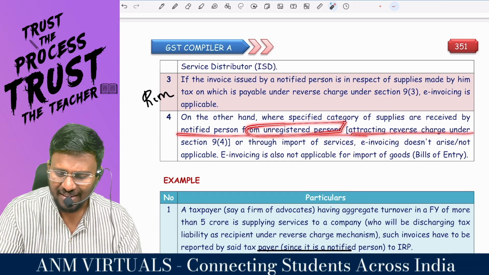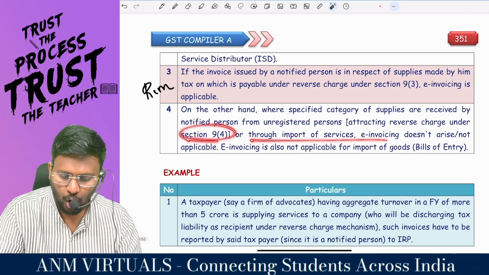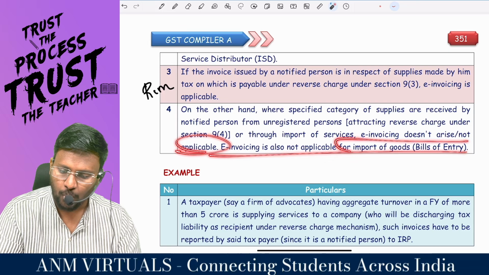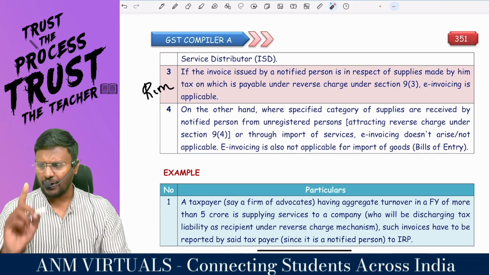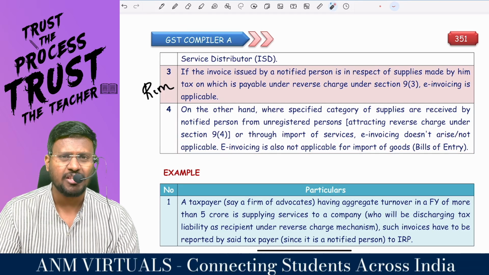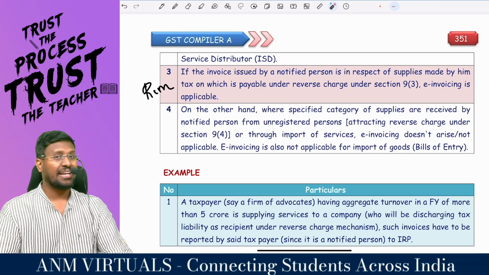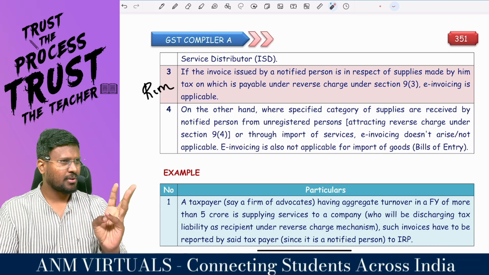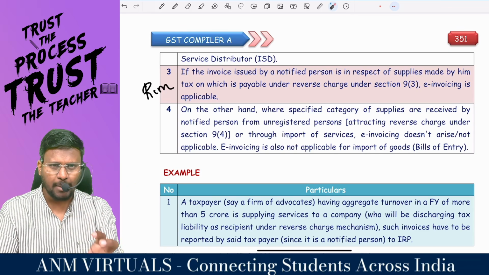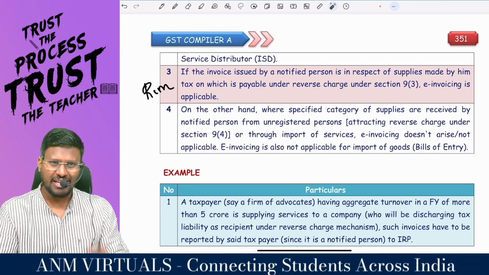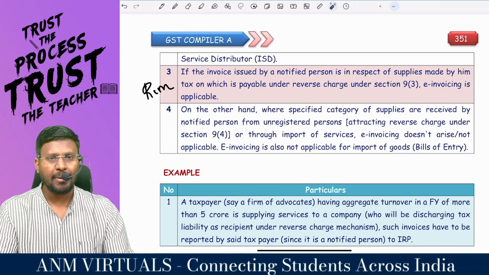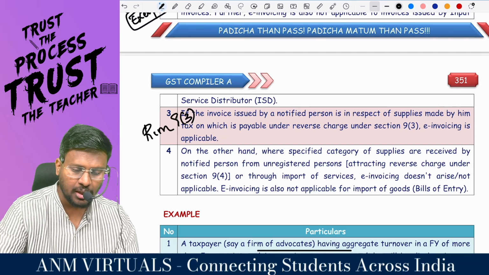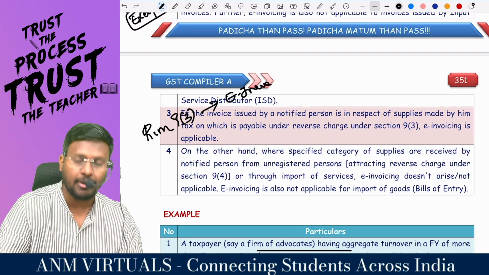On the other hand, where the specified category of supplies are received by the notified person from what person, attracting what charge? Under 9(4) or through import of services, e-invoice does not arise, not applicable. E-invoice is also not applicable for what of goods. But sir, if an unregistered person is supplying to a registered person where the provisions of 9(4) apply, you are a registered person, that is a builder. You have to purchase at least 80% from the what person? Registered person. If it is less, RCM under 9(4) will be applicable. So for RCM under what, 9(3), e-invoice provisions will be applicable.